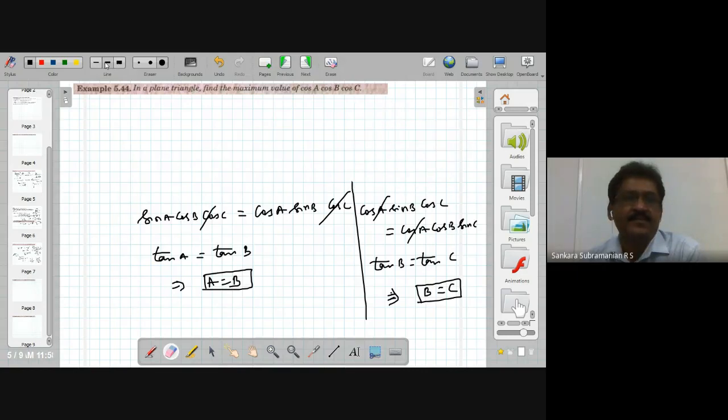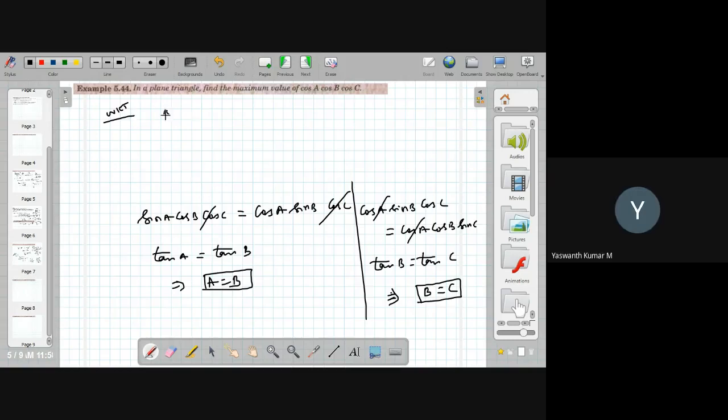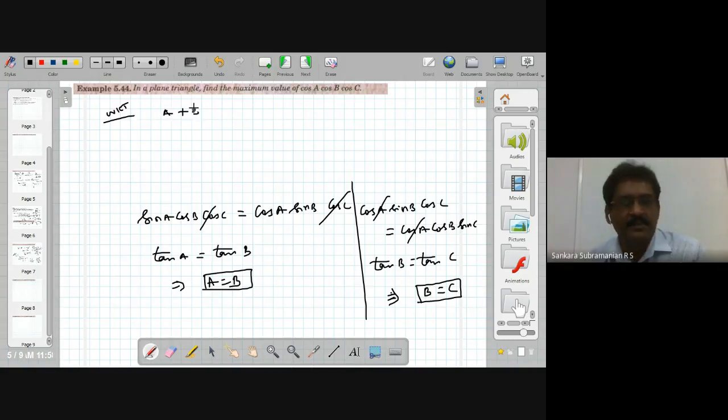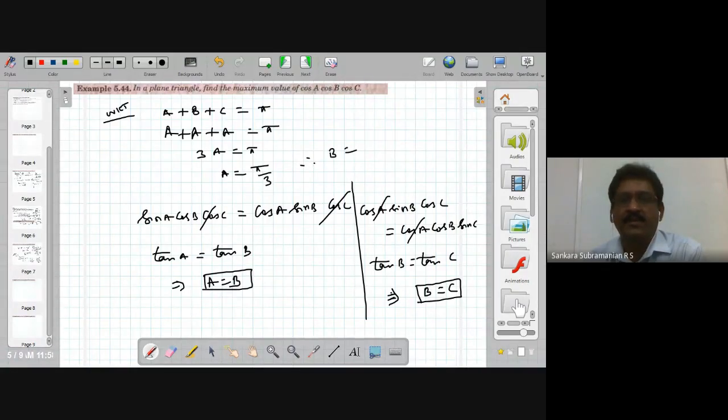That's it. So we know the condition, A plus B plus C equal to 5. So all are equal. B is replaced with A and C is also replaced with A. So 3A equal to 5, A equal to 5 by 3. Therefore, B equal to 5 by 3 and C equal to 5 by 3.